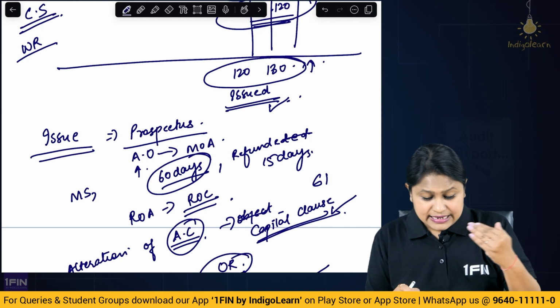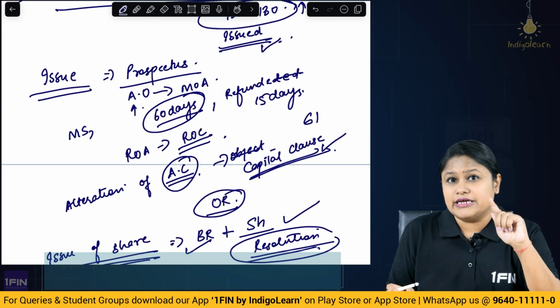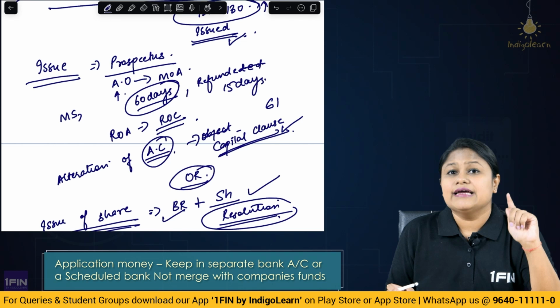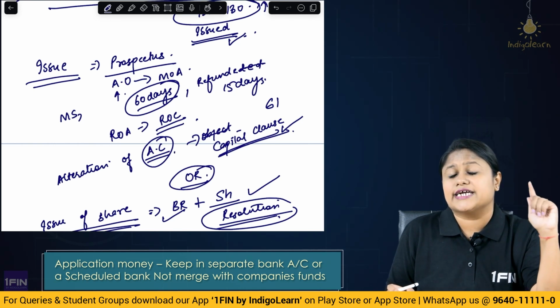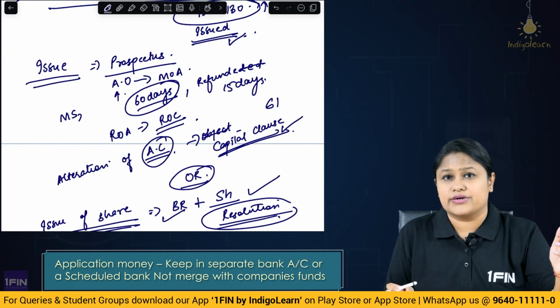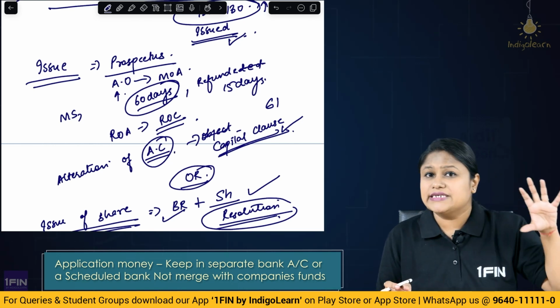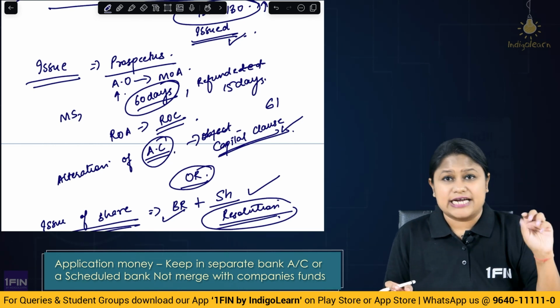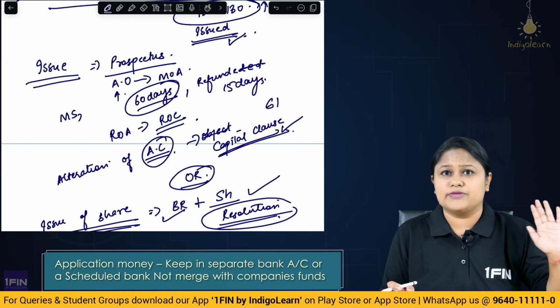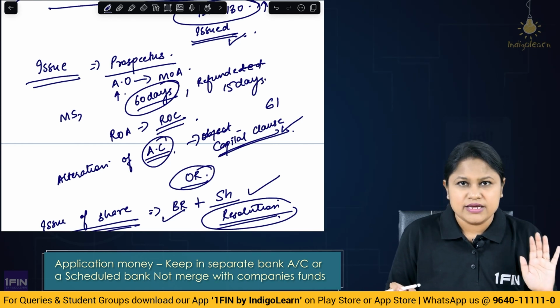Then after that, whether they have filed all the forms with the ROC, whether the return of allotment has been filed or not, correct? Then one more important thing: whenever the company receives application money, we have a provision regarding keeping it in a separate bank account in a scheduled bank. So whether the company has actually kept the money in a separate bank account in a scheduled bank, it should not be merged with the company's funds. So that also has to be checked, whether a scheduled bank account has been opened and a separate account maintained for the application money, correct?